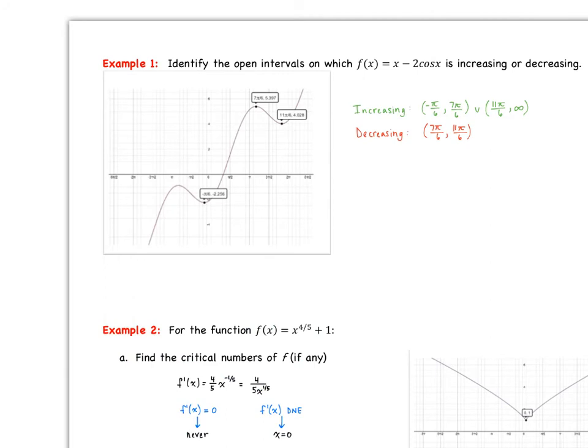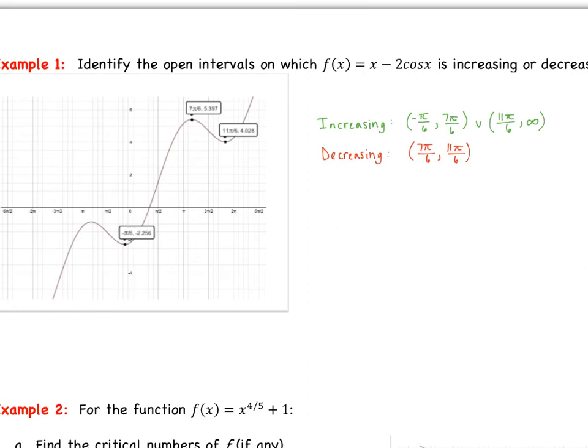This first one is just identifying the intervals for which the function is increasing or decreasing, and we're looking at the open intervals here. So hopefully you can identify this pretty easily. Looking at it, we are increasing on the interval from negative pi over 6 to 7 pi over 6, and what we should notice is f prime would be positive there. We're also increasing from 11 pi over 6 to infinity. And f is decreasing here, f prime is negative, on the interval from 7 pi over 6 to 11 pi over 6.